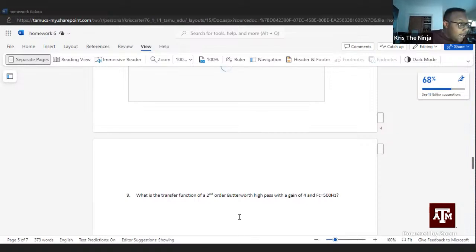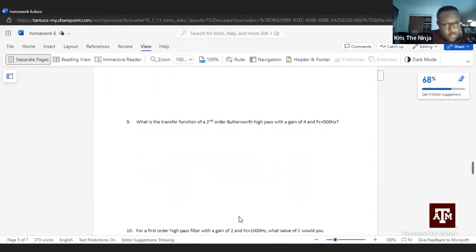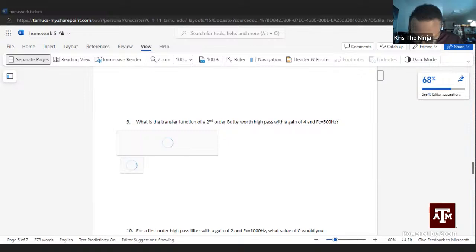Transfer function of a second order high pass Butterworth filter. So that one would be 4s squared over s squared plus 1.414214. That's over 1 because Butterworths always have a B of 1. That's times the cutoff frequency, 500 times 2 pi, 3141.